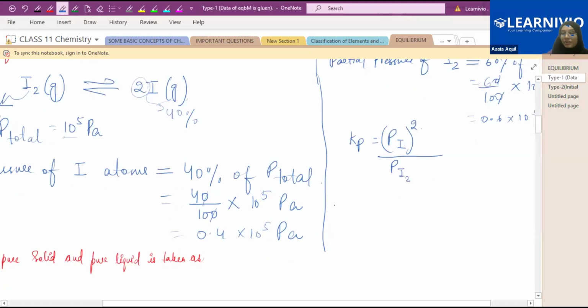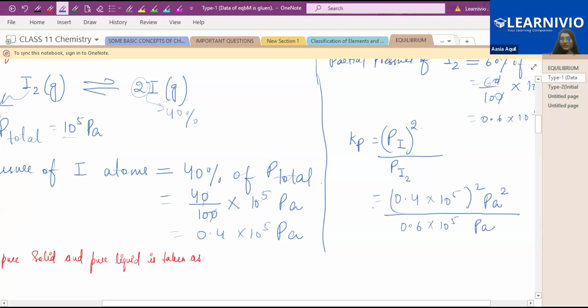Now we have the partial pressures, just substitute the values. Pressure of iodine is 0.4 into 10 raised to the power 5, squared. And you will also write down the unit, so it will be Pascal squared. Pressure squared means you will square the unit also. So it will be Pascal squared. Now upon the pressure of I2, so it will be 0.6 into 10 raised to the power 5. There is no power over here, into Pascal only.